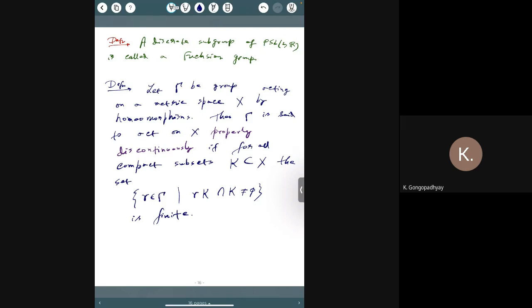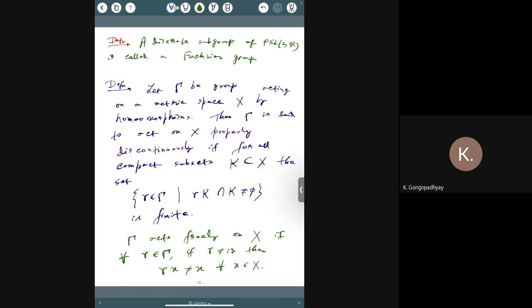All right. And another definition. So gamma acts freely on X if for all gamma in gamma, if gamma not equal to identity, then gamma x not equal to x for all x in X. So that means all non-identity elements of gamma act without fixed points. So if that is the case, then gamma acts freely.